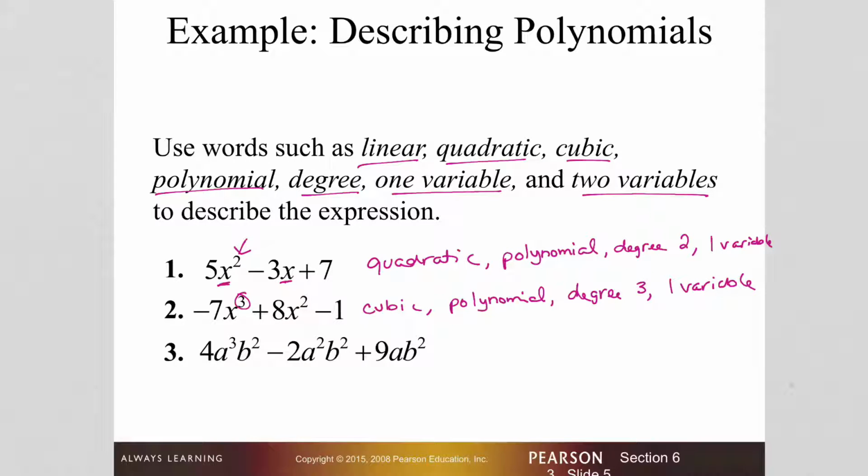This last one, number 3. This doesn't have a specific name like linear, quadratic, cubic, but it is considered a polynomial. It does have a degree. Now this is going to blow your mind. Watch this. It has a degree of 5. You add those highest exponents together. And it is in two variables, because we have A's and B's.